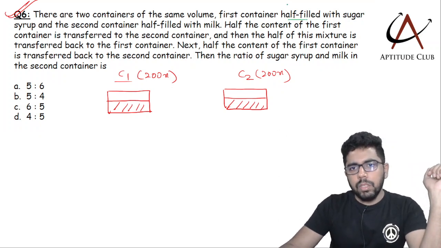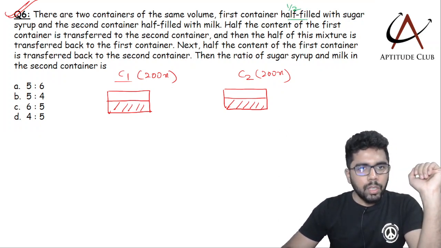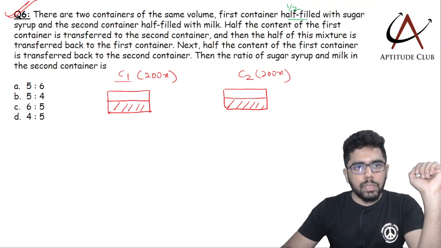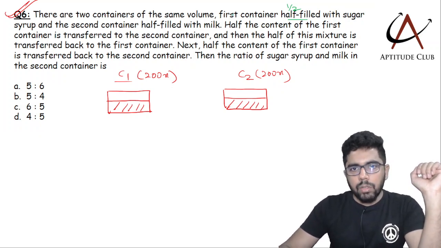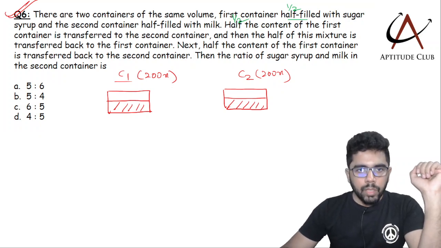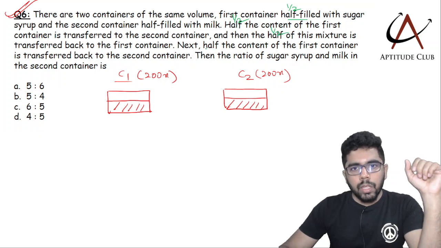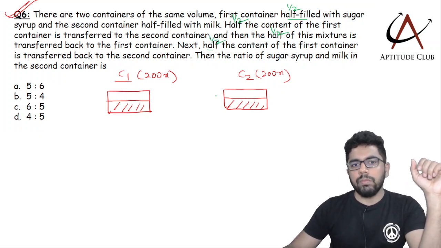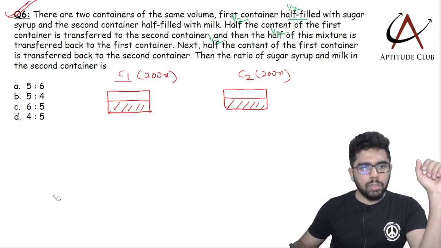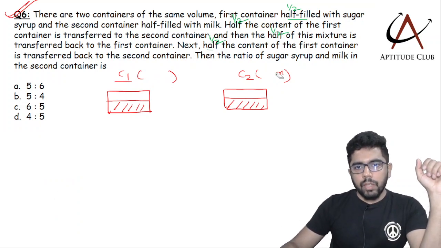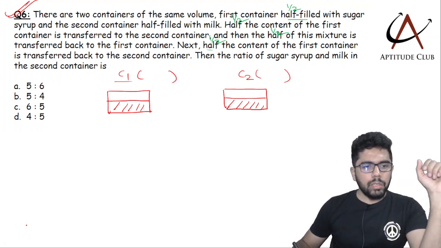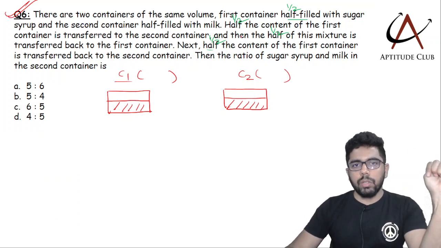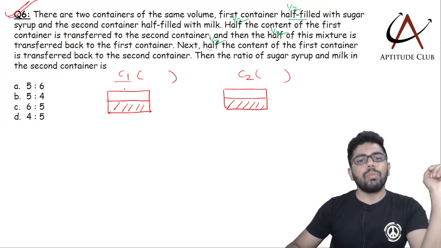First, it is half filled, so there is already a 1 by 2. Then half the content of the first container is transferred to the second container, so again we have one more 1 by 2. The next half content of the second, and then half, so again a 1 by 2, and half the content of the first container is transferred back to the second container, so again a 1 by 2. So rather than taking 200x, let me take it in this way. I'm seeing that 1 by 2, 1 by 2, 1 by 2 is coming a lot of times. At least 1, 2, 3, 4 times it is coming. So maybe I should take it as 400x.